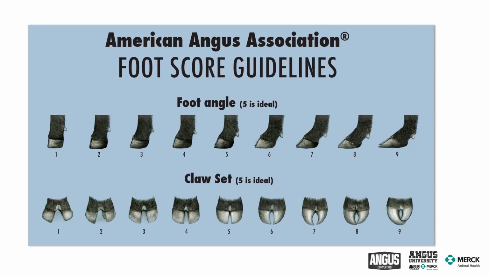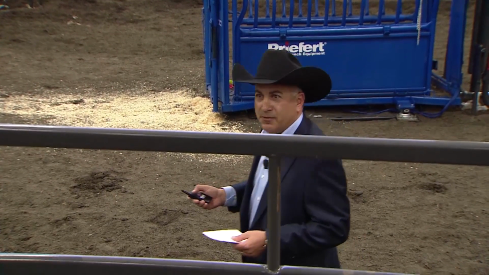You can see that 5 and 6 are pretty ideal. You can see that there's some depth of heel in 5 and 6 as you compare it to 9. We don't see a lot of 1s and 2s in Angus cattle, but it's on there if there is some. And then, of course, as we get into the claw set, you can see that 5's pretty much ideal and 6 is plenty acceptable. Questions to this point? Anyone?